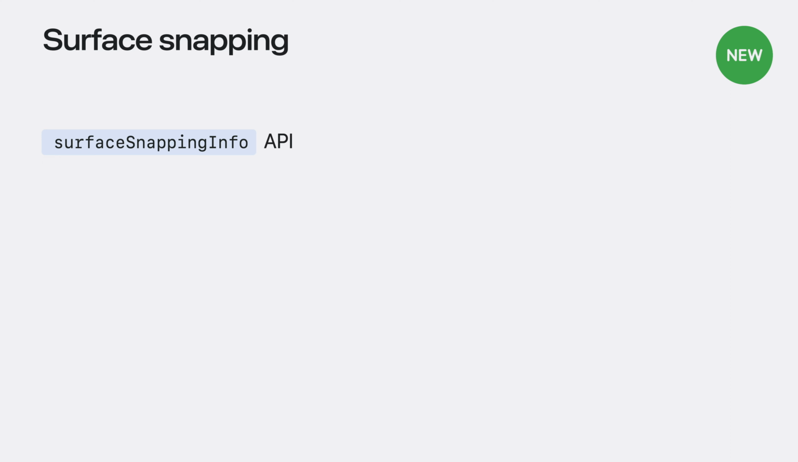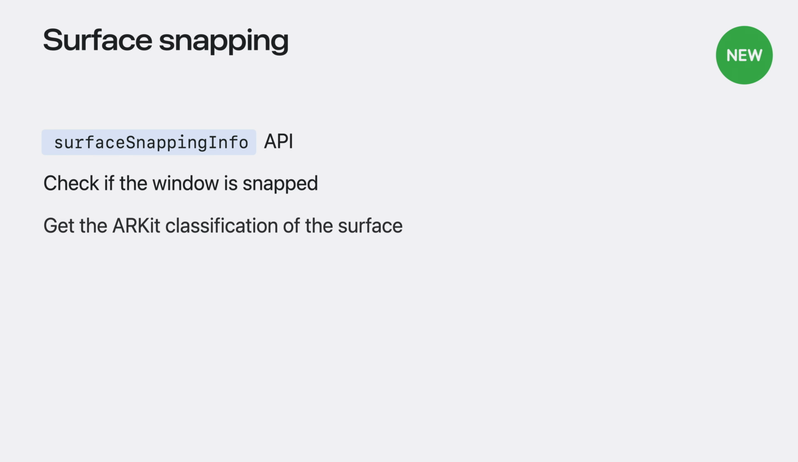We can get some information about this snapping state using the new Surface Snapping Info API. The API gives us a simple isSnap property to determine the general snapping status of our window. For more advanced use cases, we can get the ARKit classification of the snapped surface. Note that this level of detail requires user permission. I'll show you how.